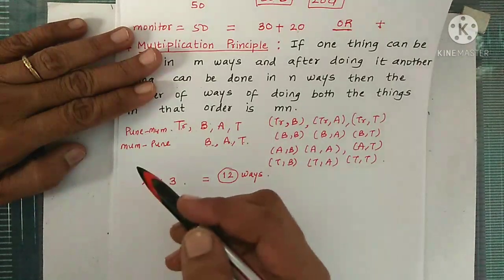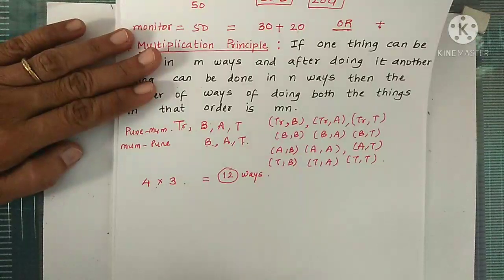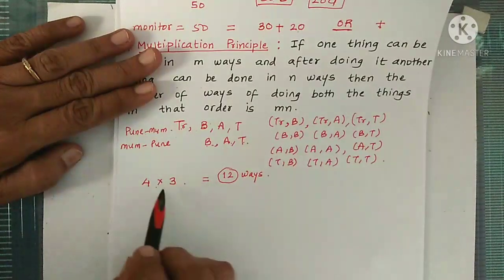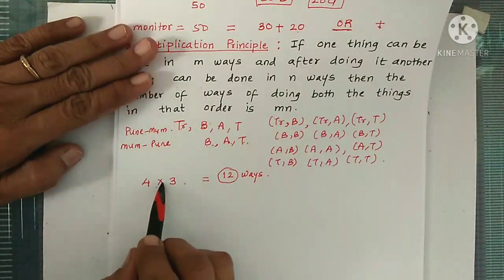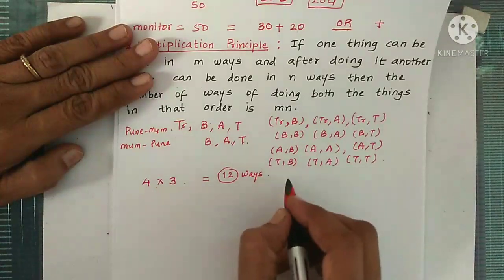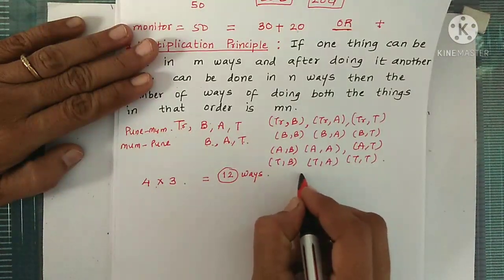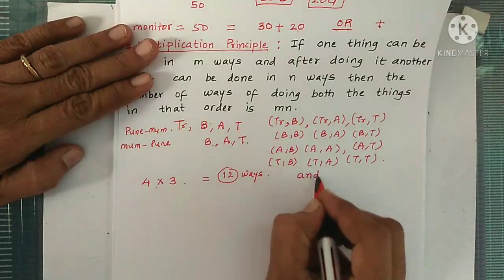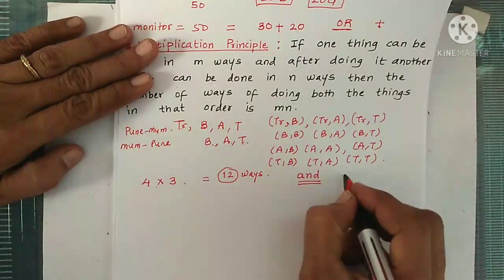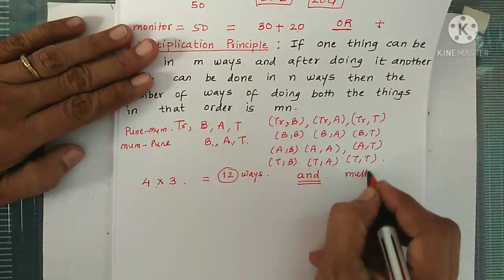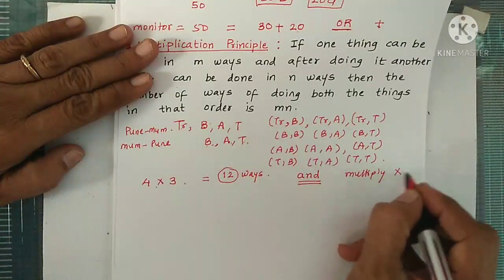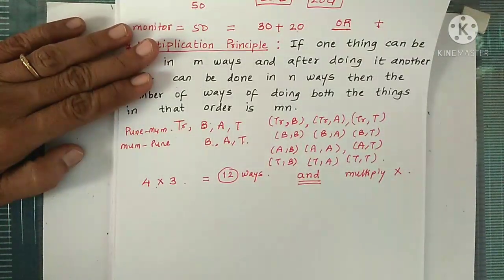Going from Pune to Mumbai and coming back from Mumbai to Pune. That can be done in m into n. So whenever we have to do both the things, means first thing and the second thing, whenever it is and, we have to multiply. So this is the fundamental principle of counting.